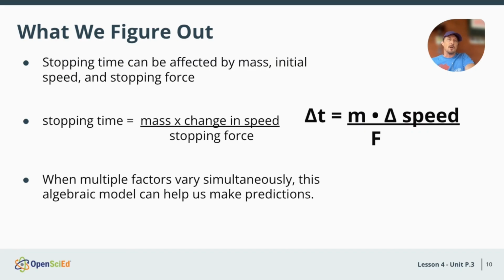So in summary, we figure out that stopping time is affected by these 3 things. Algebraically, they're related in this way. And when multiple factors vary at the same time, this algebraic model can help us make predictions.